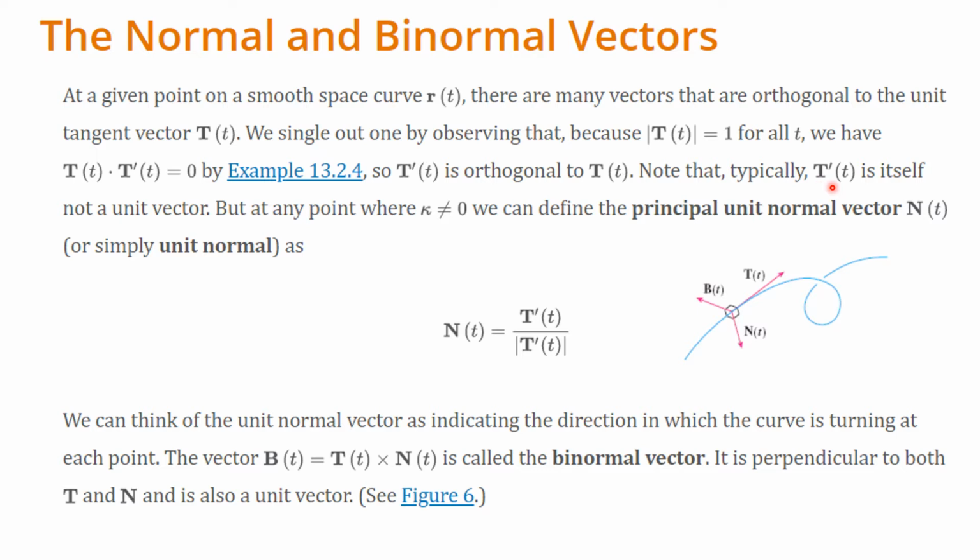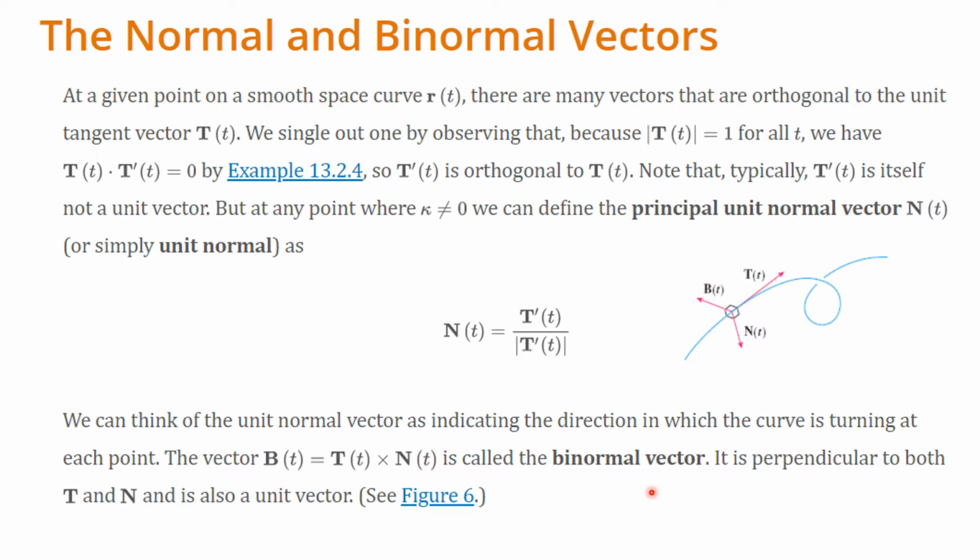Note that typically T prime of t itself is not a unit vector, but at any point where the curvature doesn't equal 0, we can define the principal unit normal vector, capital N of t, or simply unit normal, as N of t equal to the vector T prime of t divided by the magnitude of T prime of t. We can think of the unit normal vector as indicating the direction in which the curve is turning at each point.